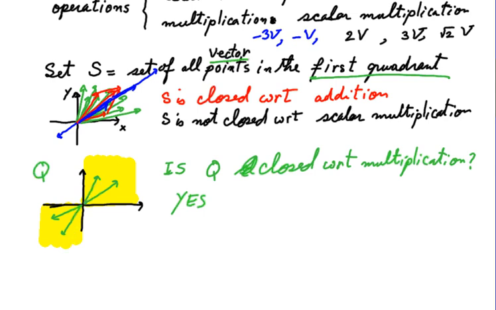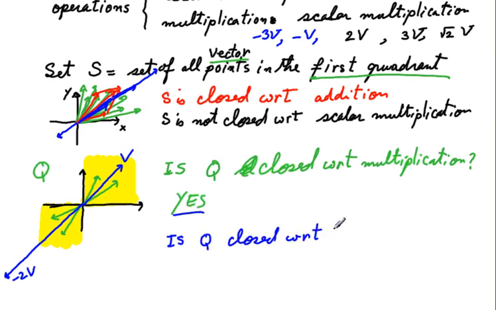So if I had some vector v and multiplied it by minus 2, well, minus 2v is on this side. I am on the safe side. Now, the question is, how about the other one? Is Q closed with respect to addition?